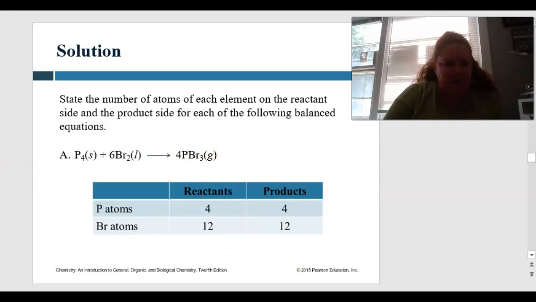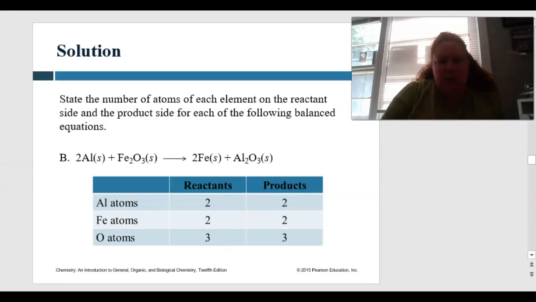So that is balanced. Again, if we do it with this, we have 2 aluminums, right? Al2, so there's your 2. We have 2 Fe in the solid state. We have 3 oxygens, and we have 3 oxygens. So you can see that now they're all balanced.